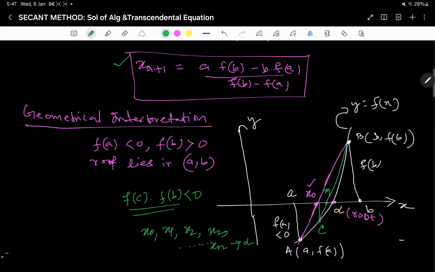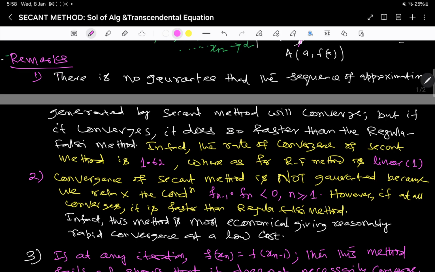So this geometrical interpretation is the same as we discussed in our previous case of the regular falsi method, or method of false position. Now let us discuss some remarks in view of convergence and some important examples so that your idea will be clear. As I have told, there is no guarantee that the sequence of approximations generated by the secant method will converge. Why is it not guaranteed? Because we relax this condition in subsequent stages.